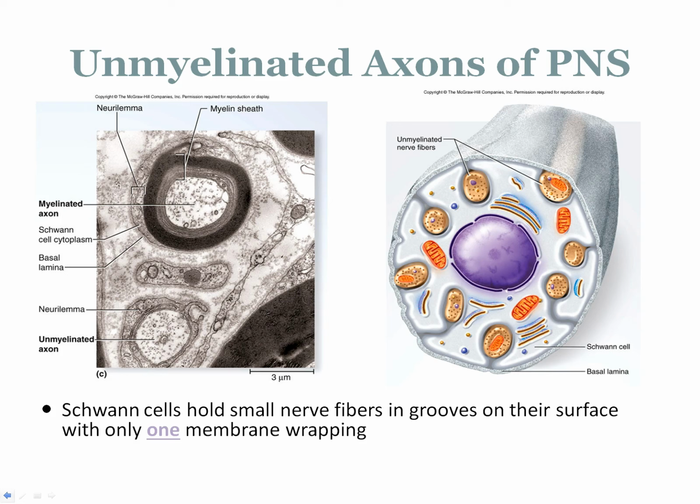We also have unmyelinated axons of the peripheral nervous system. These axons are often held by Schwann cells in grooves on their surface with only one membrane wrapping. So they do have a little bit of protection, but not the same level of myelination of the myelinated neurons.